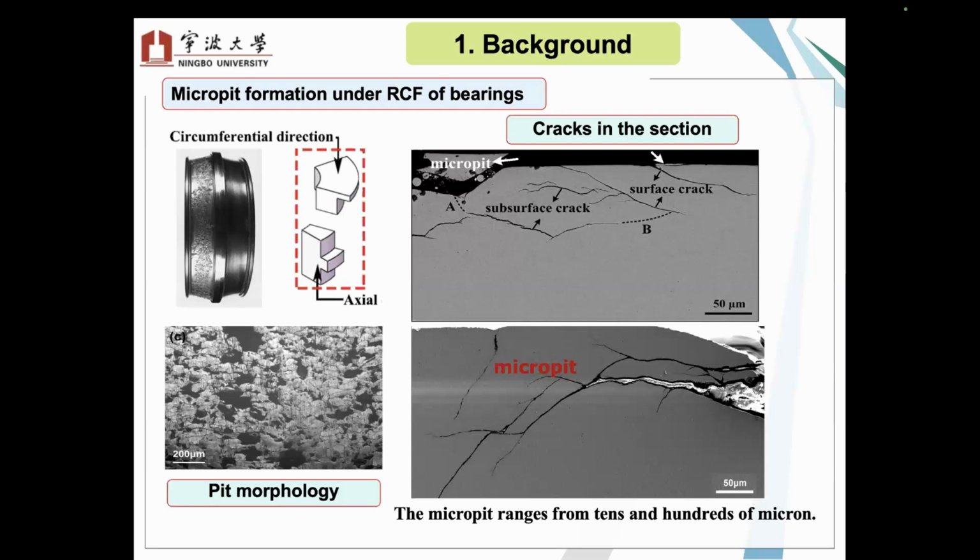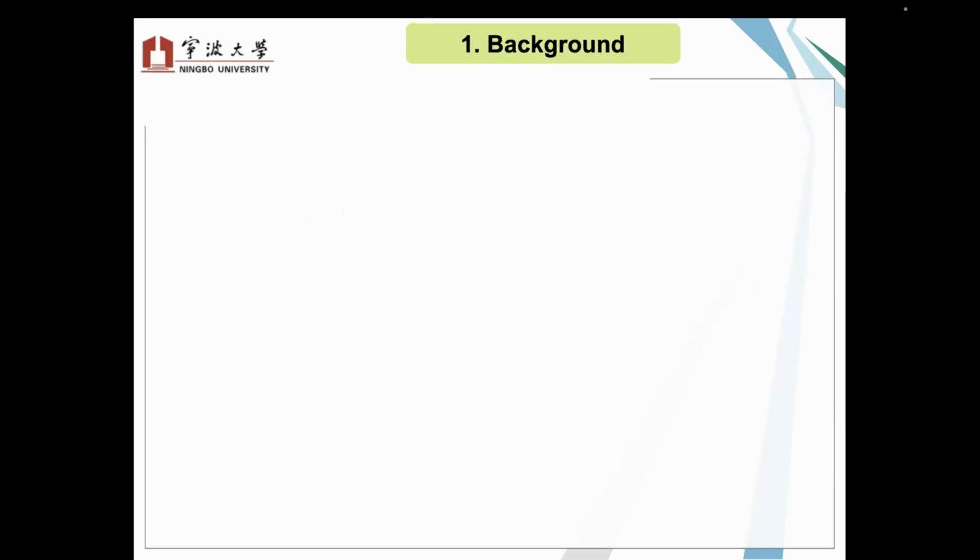If you look at this, they go along like within 40 degrees, and then at some point they shift. Rather than going deep, they shift to parallel, and those cracks link, and then form the pits. And what I'm talking about here is the micropits, which range from tens to hundreds of microns.